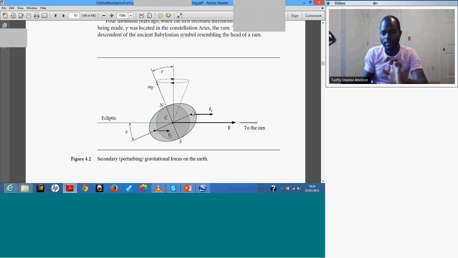Then this portion of mass is going to be experiencing, at a local level, a much stronger gravitational pull from the sun, because of course we know that the gravitational force of attraction is inversely proportional to the square of the distance apart. So when the distance apart is small, the force of attraction is greater. When the distance apart is larger, the force of attraction is lesser. So this portion of the Earth will be experiencing much greater force locally than this portion would be experiencing.